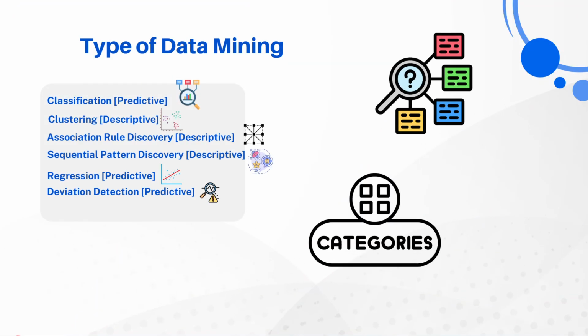How many types of data mining are there? There are six types of data mining. The first one is classification, the second one is clustering, and then association rule discovery. The fourth one is sequential pattern discovery. The fifth one is regression. Last but not least, deviation detection. So what does classification actually mean?